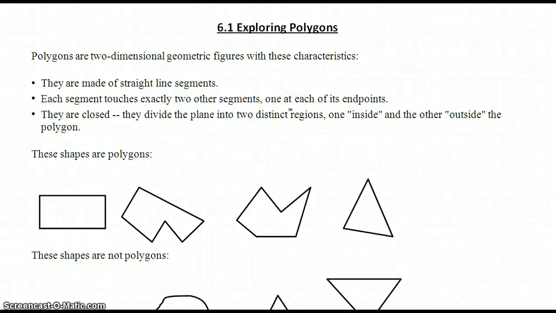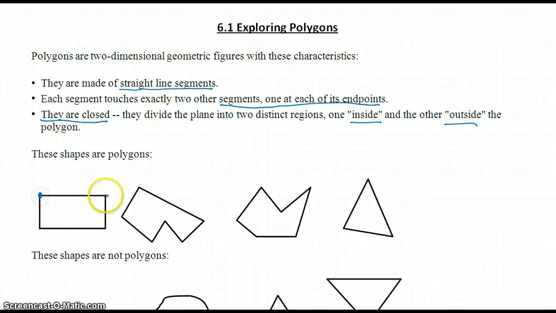A polygon is a two-dimensional figure whose sides are all straight lines. The sides end at endpoints, and they are closed. They make an inside and an outside. These shapes are all polygons.